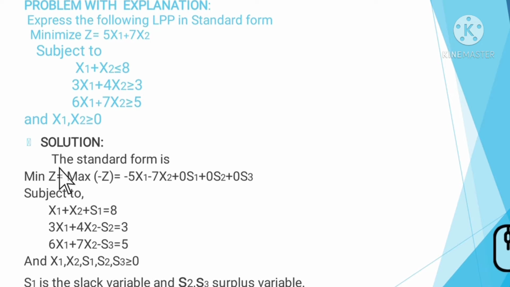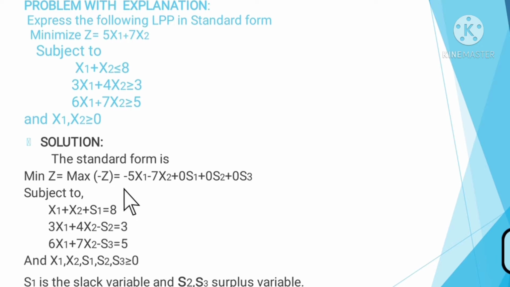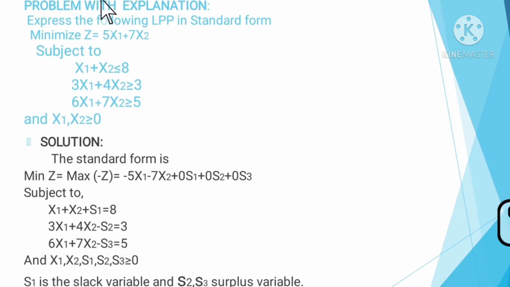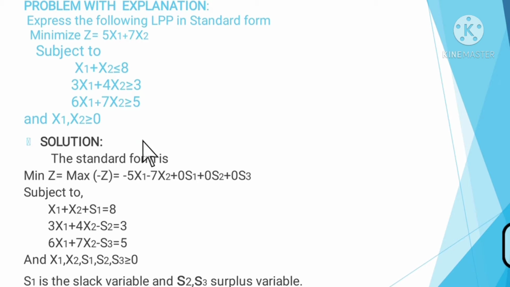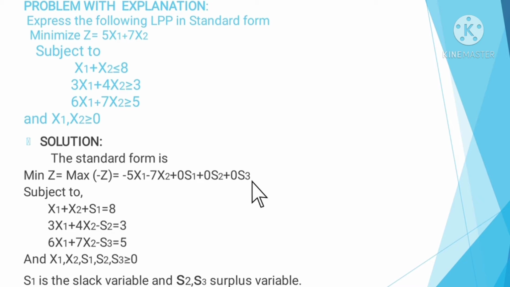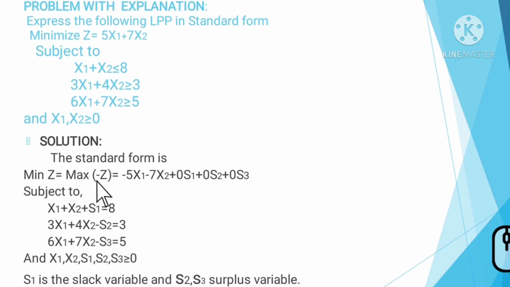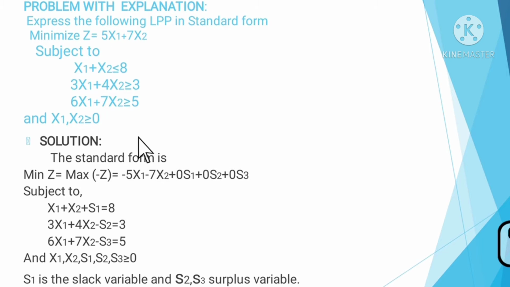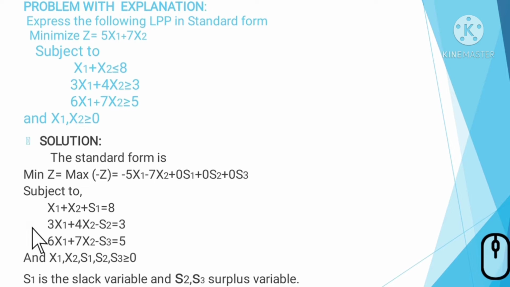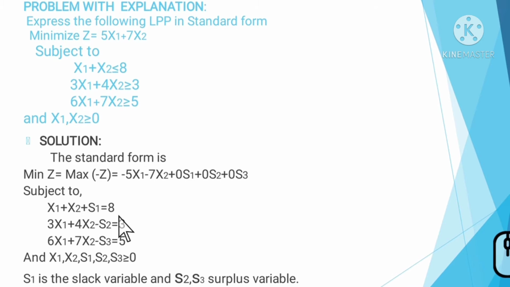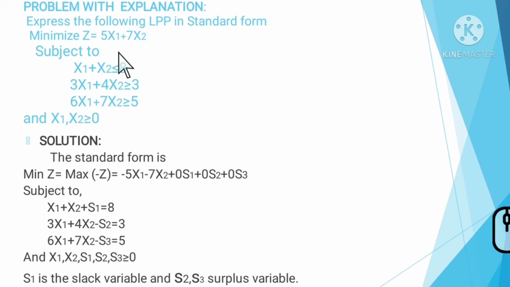So this minimize will become maximize. Minimize z becomes maximize of minus z = minus 5x1 minus 7x2 + 0s1 + 0s2 + 0s3. These variables s1, s2 and s3 are introduced for the three constraints. Subject to the constraints x1 + x2 + s1 = 8. Here it is less than or equal to.